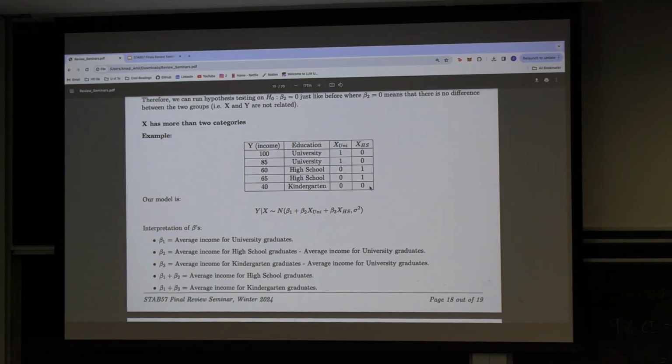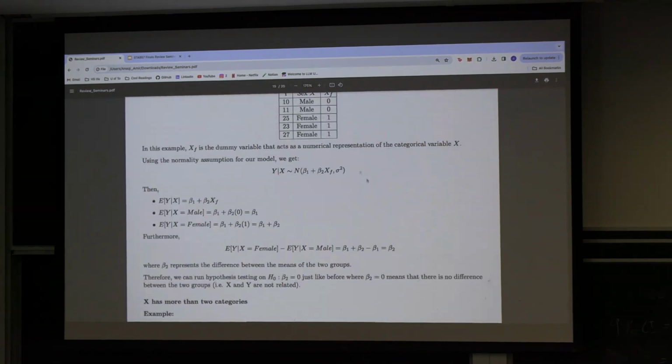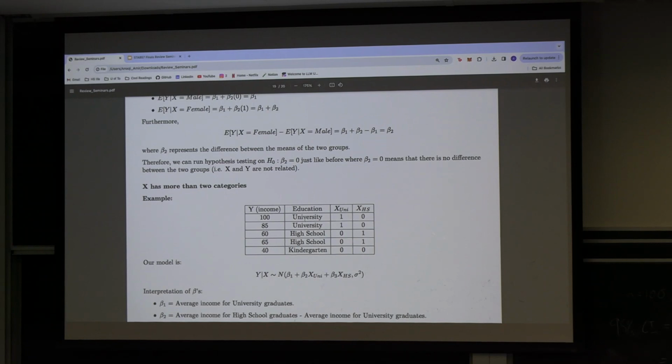Now, what if x has more than 2 categories? So we're still dealing with one variable, but you can have multiple options. So here we have male, female. Below here you have university, high school, and kindergarten. So there are 3 different values that x can take on.